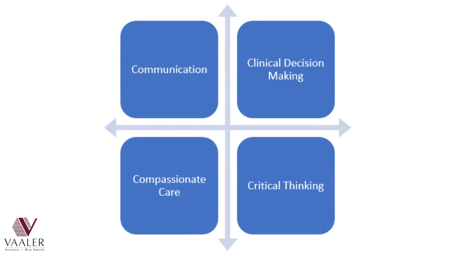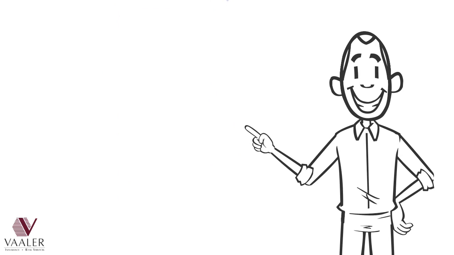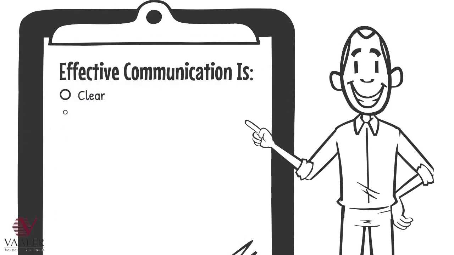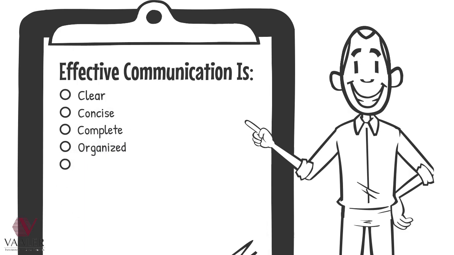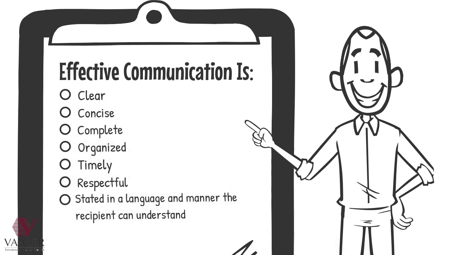Communication is one of the cornerstones of quality resident care and is a necessary component of clinical decision-making, compassionate care, and critical thinking. Effective communication is clear, concise, complete, organized, timely, and respectful. Effective communication ensures that the resident, family members, providers, and coworkers receive information in a manner that is easily understood.